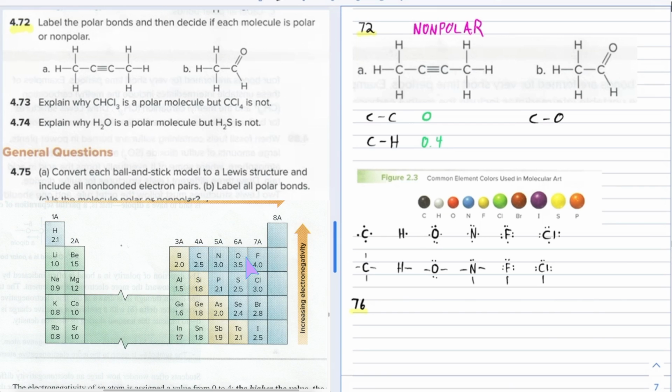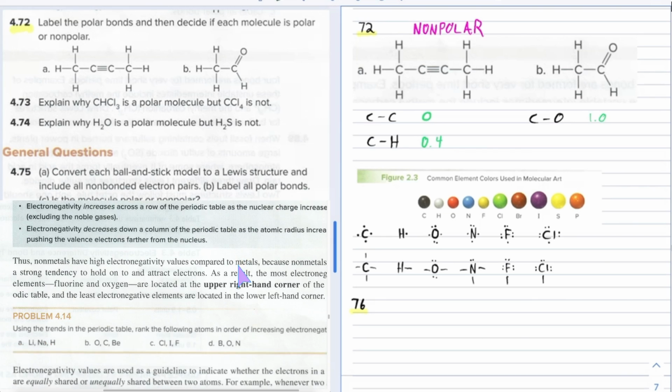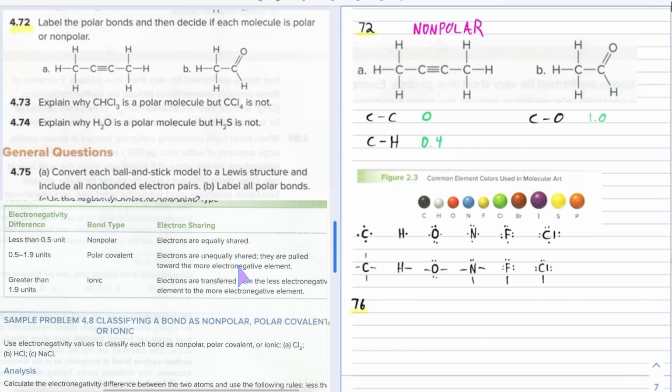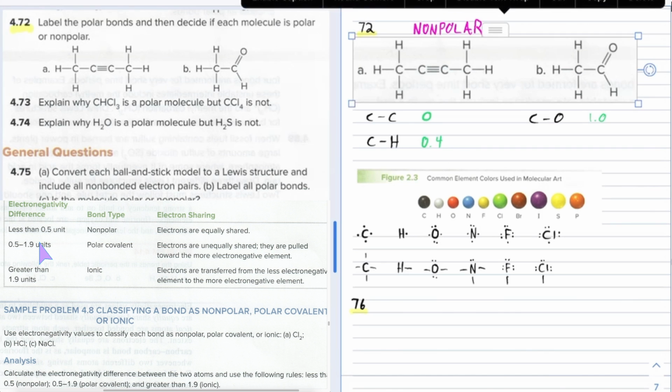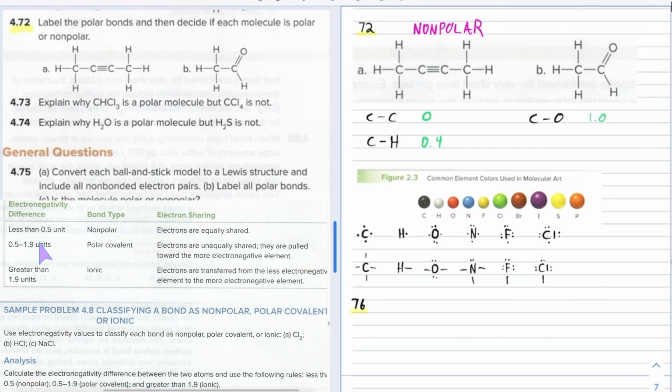Where is that chart again? Carbon's 2.5, oxygen's 3.5. So that's a difference of 1.0. And that falls in the polar range. The polar range is 0.5 to 1.9. So that's a polar bond. And since oxygen is more electronegative than the carbon, we will draw the dipole pointing towards the oxygen.